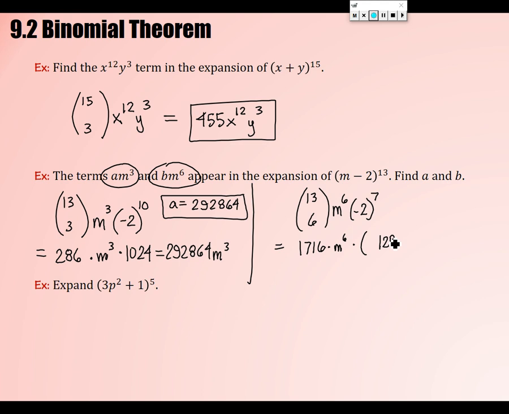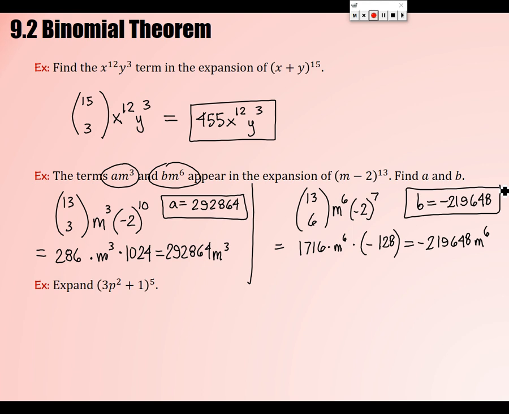Negative 2 to the 7th is, what's 2 to the 7th? And again, maybe you know that off the top of your head. It's 128. Well, it's not 128, it's negative 128, right? So the coefficient here comes out to be something negative. So what do we get in the end there? What is 1716 times negative 128? So what's b? I guess b is that number. Keep in mind that it's negative.